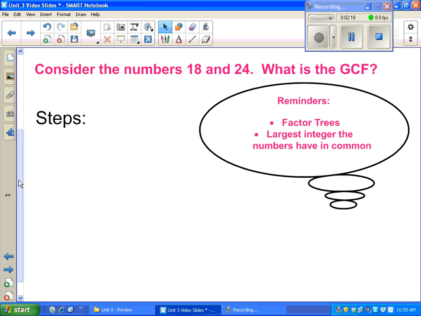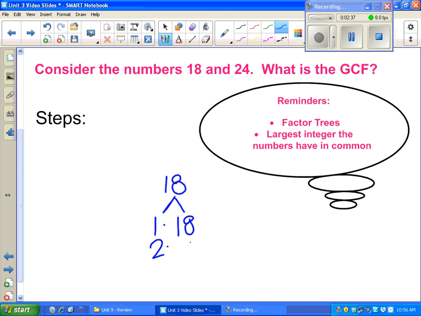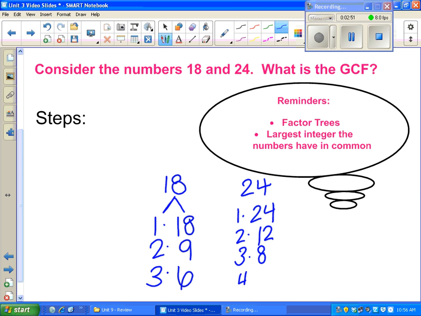This gives you some reminders about what you might want to do. Sometimes you might come up with factor trees if you don't know the factors of a number. And then we're looking for the largest number they have in common. So let's come up with the factors of 18. Some people like to do factor trees, some people like to just list them. I'm a list kind of person, so I like to do 1 times 18. I know it's 2 times 9, 3 times 6, and those are my factors of 18. Factors of 24, we just listed them before: 1 and 24, 2 and 12, 3 and 8, 4 and 6.